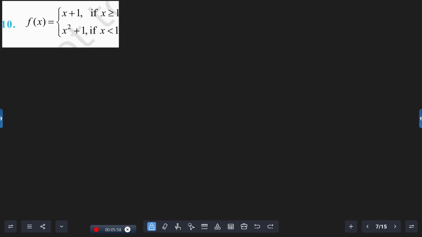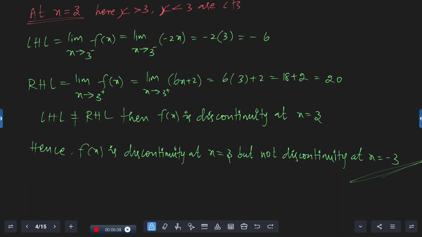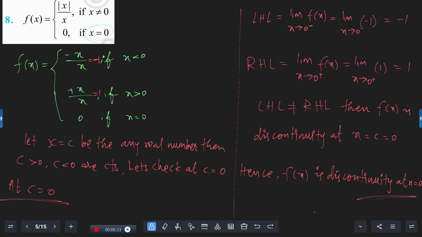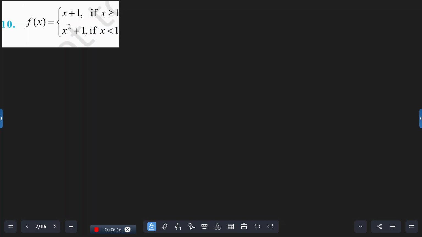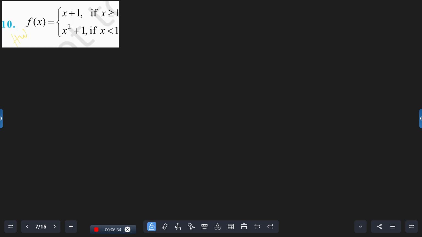Same model actually, the 10th one. But see, this model, many questions we have done, children. The 9th question, 8th question, this type and all are the same model. You can try. Even 6, 7 are the same model only. So the 10th one, better you people try. This is also a point of discontinuity question. And the next one, the 11th one also, at the point of 2 you have to check the discontinuity. This also you take as homework. So 11th one homework and 10th one homework. Okay.